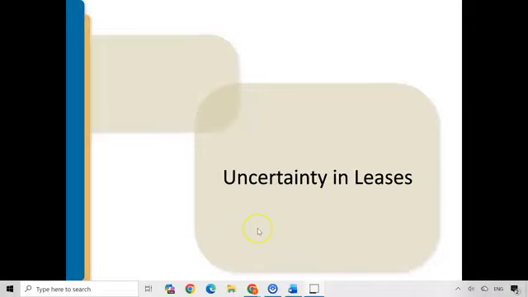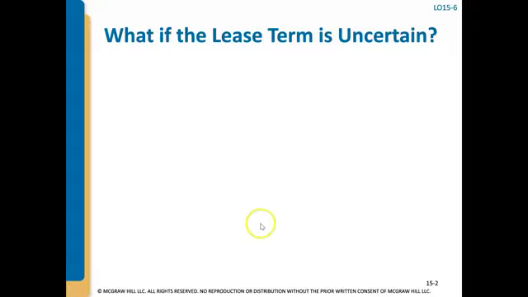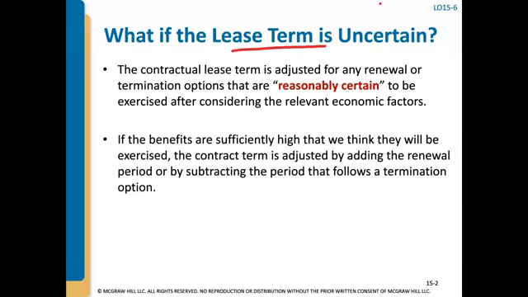Hello, in this video, we'll be going through uncertainty in leases. What if a lease term is uncertain? What does that even mean? A lease term is how long the lease is for. It could be 6 years, it could be 24 months, but sometimes that length of time is not certain, right?